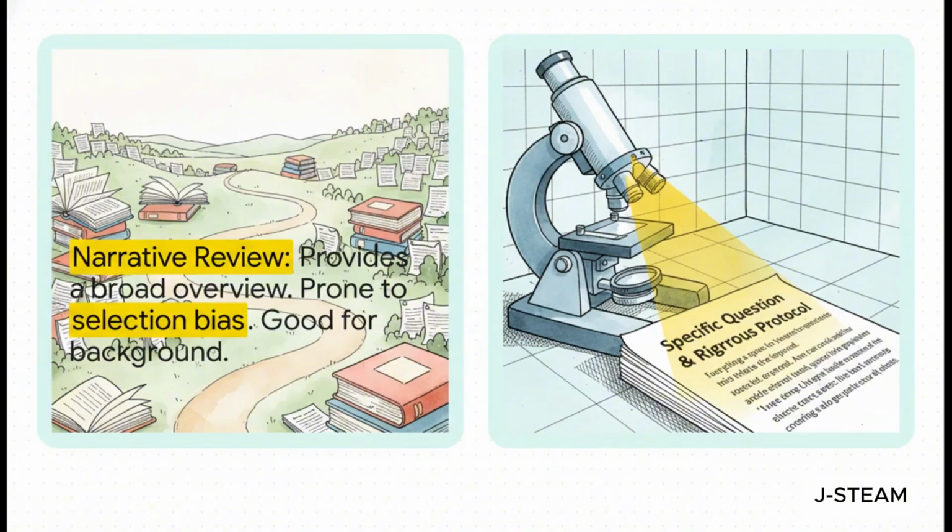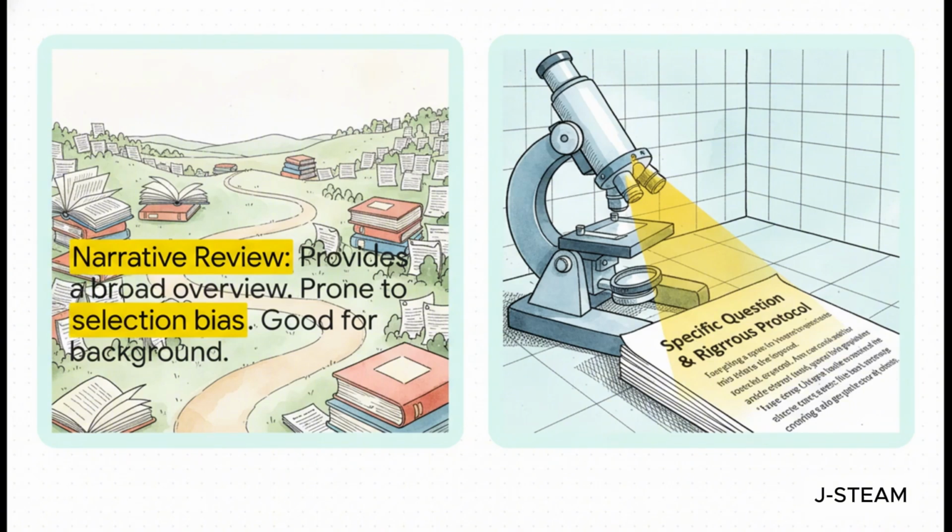It gives you a nice, broad overview, which is great for getting up to speed on a topic. But, and this is a big but, it doesn't follow a strict search plan, so it's really open to the author's personal bias. The systematic review, on the other hand, is the polar opposite. It follows a super rigorous, pre-planned protocol specifically to minimize that bias and answer one very focused question.